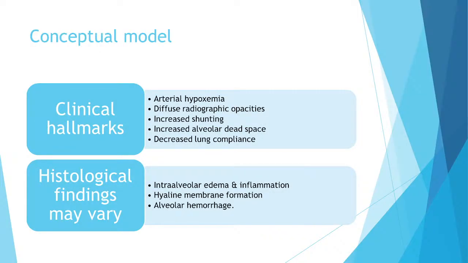So what are the clinical hallmarks of ARDS? The first two we know for sure: arterial hypoxemia and diffuse radiographic opacities. Because of the loss of aerated lung tissue, what happens? A lot of blood gets shunted. It won't get aerated, it will just go from right ventricle to left atrium directly. So there is increased shunting. Similarly, increased alveolar dead space because of collapsed bronchus, and there is decreased lung compliance.